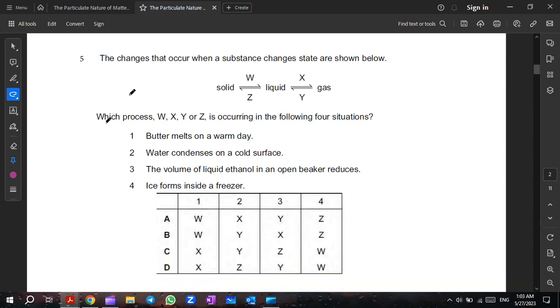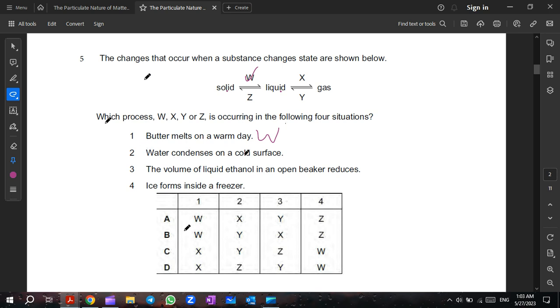Okay, question 5. The changes that occur when a substance changes state are given below. The process W, X, Y, or Z is occurring in the following four situations. Butter melts on a warm day. Water condenses on a cold surface. The volume of liquid ethanol in an open beaker reduces. Ice forms inside a freezer. Okay, so butter melts on a warm day. That is melting. That is from a solid to a liquid. So from a solid to a liquid is W. So 1 becomes W. Okay, so we have A and B. Now let's see which other two we can get.